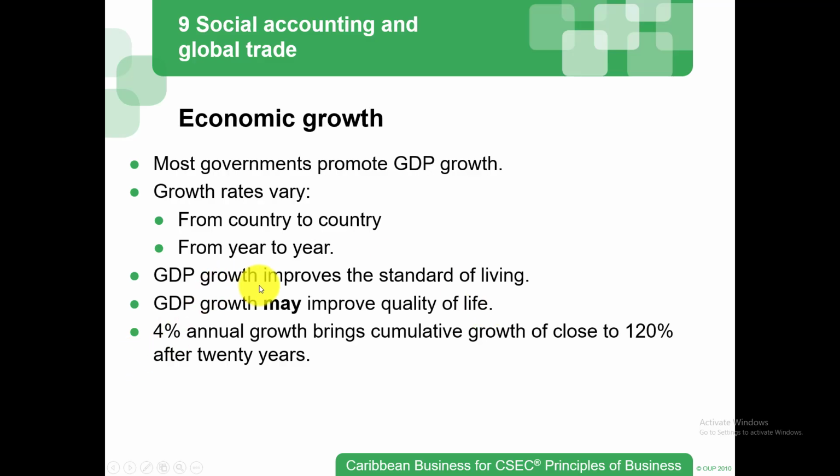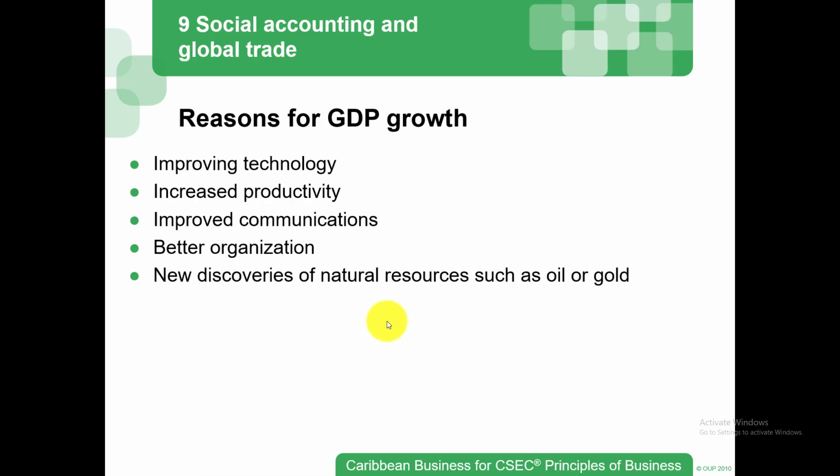So like they say, GDP growth improves the standard of living. What they're saying here is, if GDP goes up and you're still dividing it by the population, then of course people are earning more money, people have more money in their pocket. That's why they say it's an indicator for an increased standard of living. And like I said before, it's not a good measure because you don't know how the money is distributed. You might have the 1% at the top getting all the money, and then everybody else getting crumbs. GDP growth may improve quality of life, and we're going to look at that right now, why they say may.